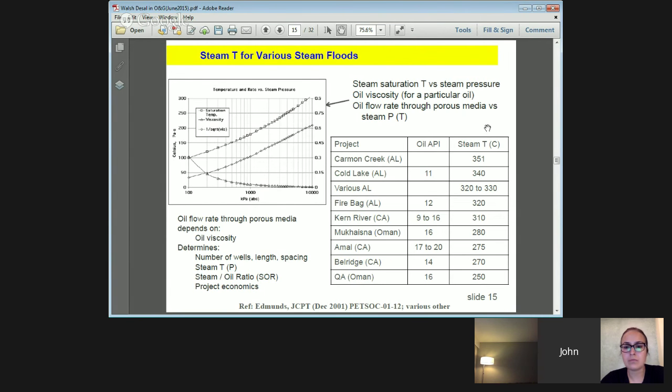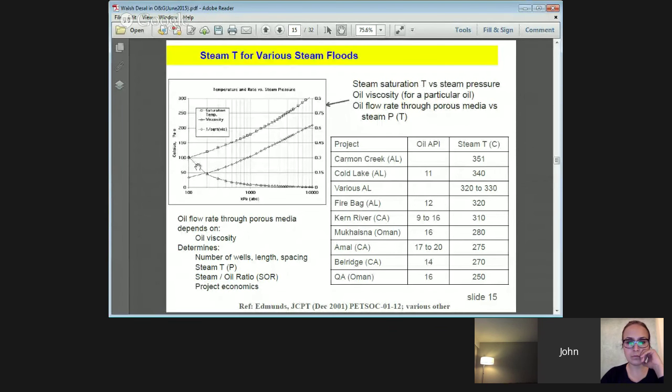And then what this slide shows is temperature variation of the steam as a function of different locations. And so I'll go through this in some detail. But one of the most important parameters in doing a steam flood is the temperature of the steam. Steam is injected into the ground, into the hydrocarbon-bearing reservoir to reduce the viscosity of the oil that's there.